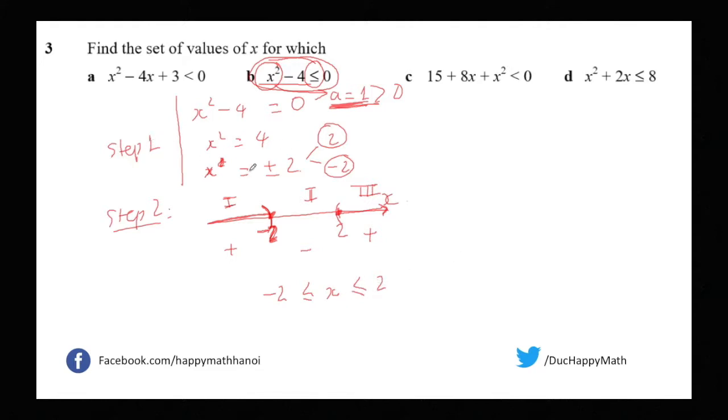Step 1, find x. Step 2, draw the x-axis. And after that, you will define the sign from the coefficient of x squared. So put it in step 2. And after that, you compare with the request of the question and find the corresponding interval. Okay.